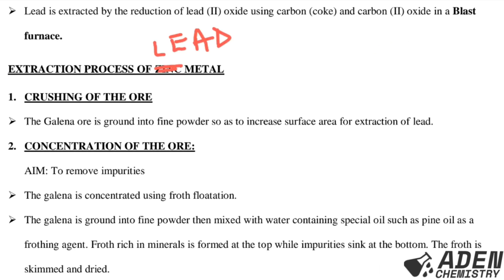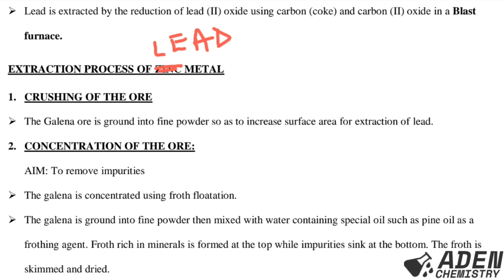So let's proceed to the extraction process of lead metal. And we are going to start with part 1, that's crushing of the ore. We are saying the galena ore is ground into fine powder so as to increase the surface area for the extraction of lead. Then number 2, we are going to go to the concentration of the ore.